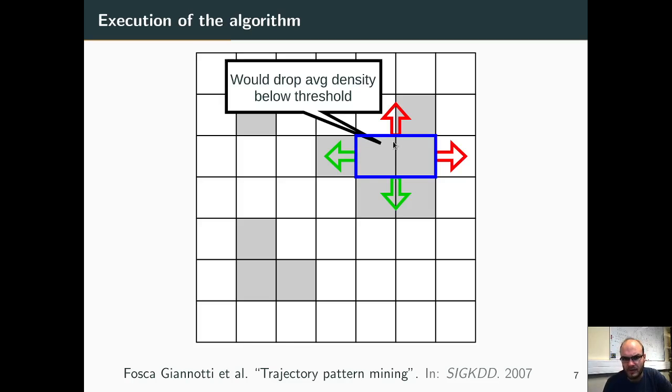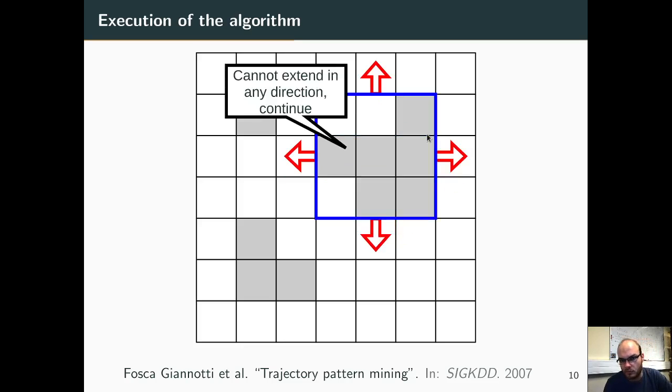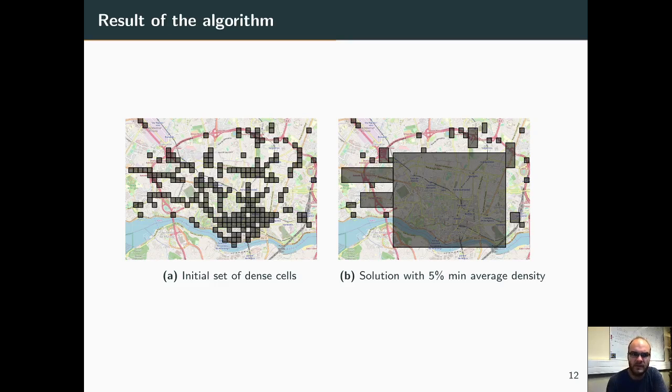Then the second constraint is that you cannot extend on an area such that after the extension, the rectangle would have average density below the minimum density threshold. And you continue until you cannot extend in any direction, and you repeat this process with the other dense cells. So this is the result on the previous set of dense cells I showed. You see that there is a big rectangle at the center of the city because the cells in that area are very dense, and you can easily connect the different parts in the extension process.